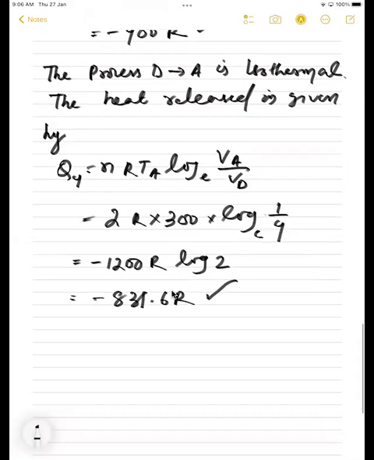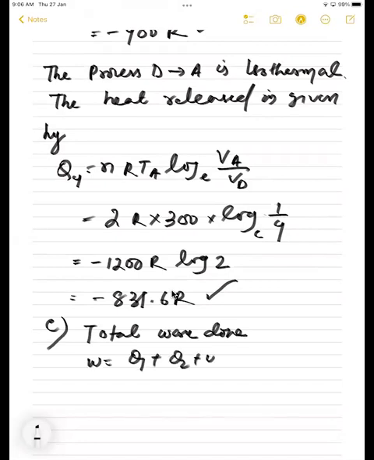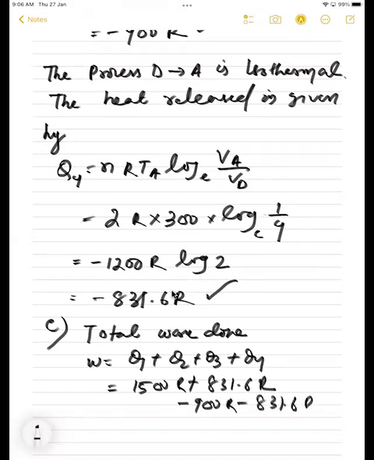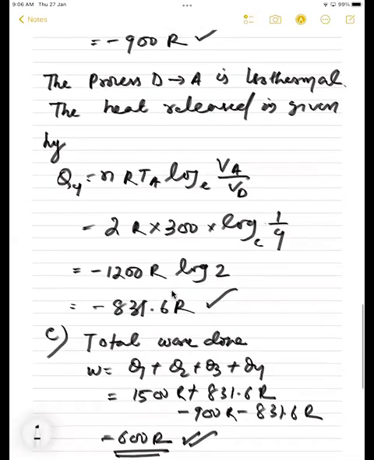We got all. Then at last he is asking to find the total work done. So we'll add all the heats. W is equal to Q1 plus Q2 plus Q3 plus Q4. That is 1500 R plus 831.6 R minus 900 R minus 831.6 R, which is equal to 600 R. This is the answer to the required question. Just copy it, students. Understood all?